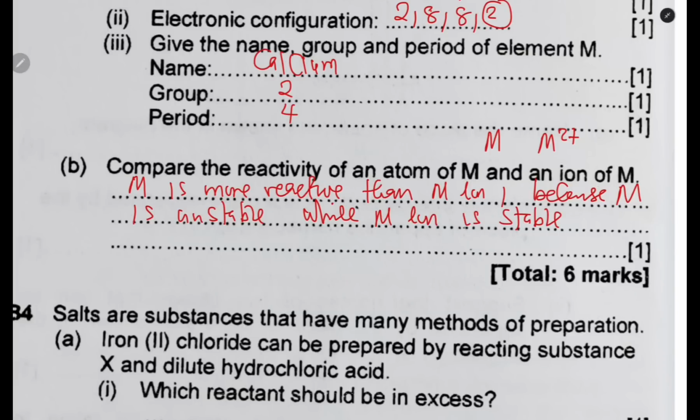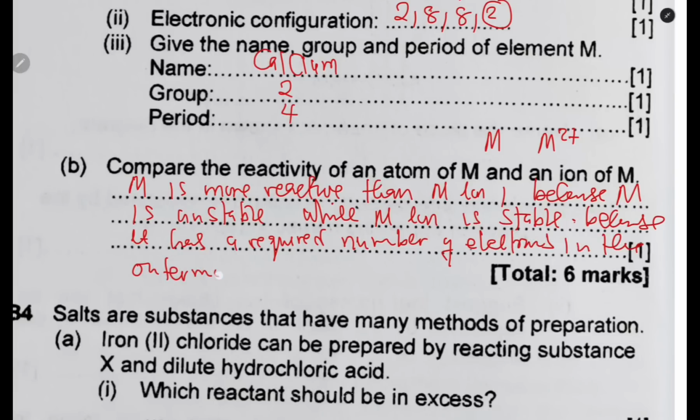The M ion is stable because it has the required number of electrons in the outermost shell. So that is the answer to this one.